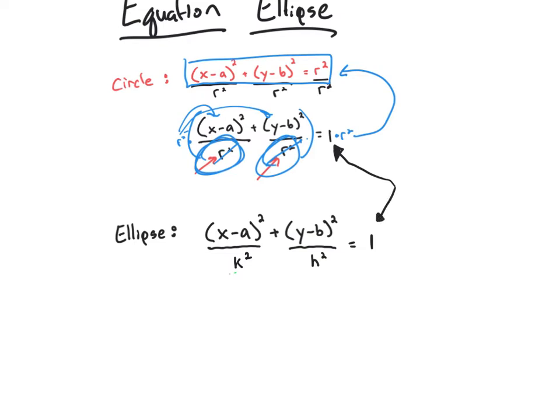Now again, what do we need to know? We need to know that these two numbers will not be the same if it's going to be an ellipse, okay, to be an ellipse.